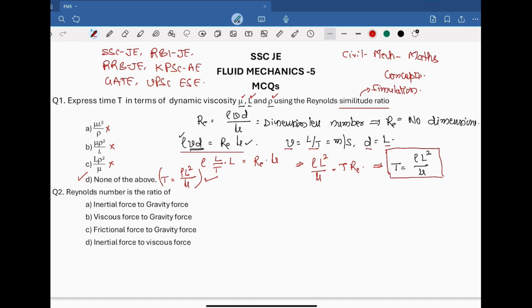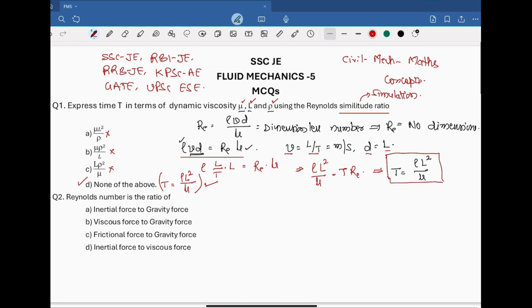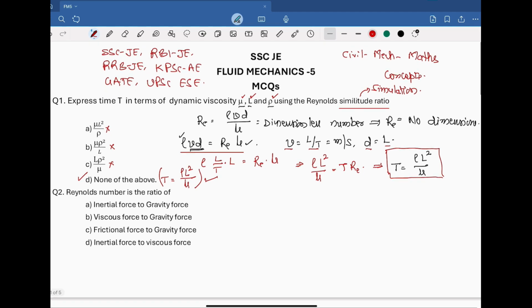Please be careful. Carefully read the question. I have to use Reynolds number for similitude ratio. I have to express it in mu, L and rho. I have expressed it in mu, L and rho: rho L square by mu. As a homework, can you do the same thing?